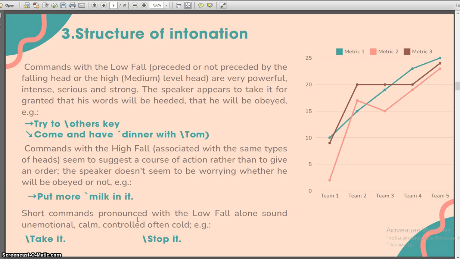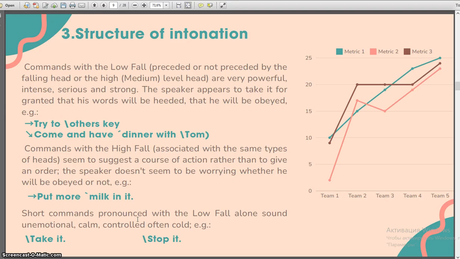Commands with the high fall associated with the same types of heads seem to suggest a course of action rather than to give an order. The speaker doesn't seem to be worrying whether they will be obeyed or not. For example, put more milk in it.